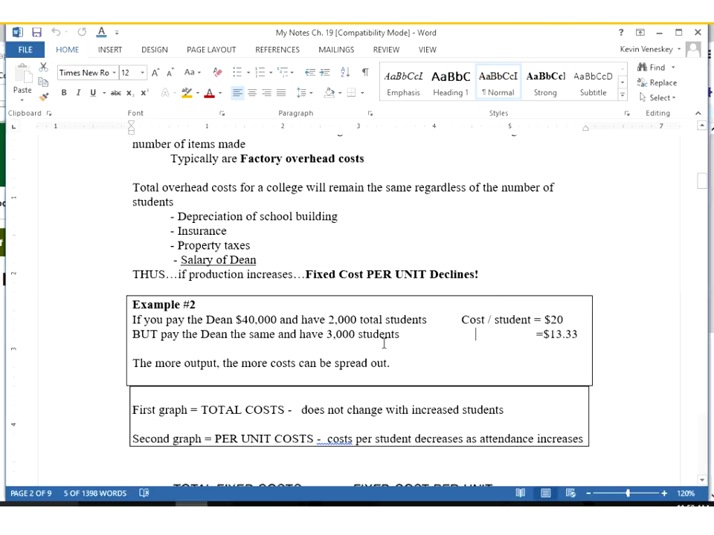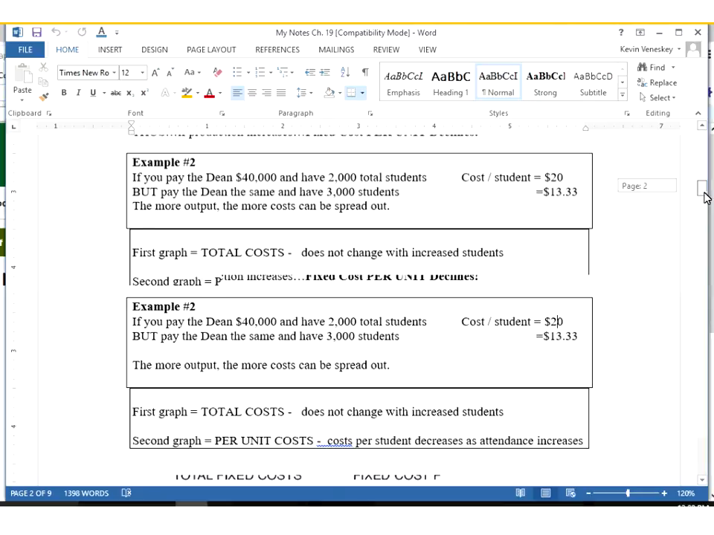But where the costs differ, as with the variable cost, the cost per student actually starts to go down the more students I have. So I'm spreading out 40,000 over 2,000 students. But if I have 3,000 students, now I'm spreading out that 40,000 over more students. So therefore, the cost per student goes down, which is what you want. You want to try to maximize and get the most benefit out of your fixed costs. It's much easier to deal with $13 per student than $20 per student.